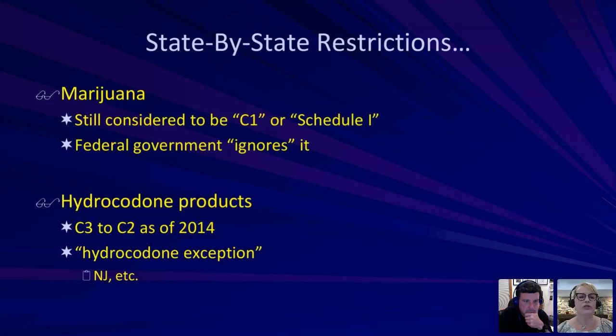So state-by-state restrictions, just real quick, I already mentioned marijuana, which is a Schedule 1 controlled substance federally, and states can decide. Hydrocodone, this is why some states can still use hydrocodone products. It was moved from a Schedule 3, so for almost 40 years, hydrocodone products, including Vicodin, were Schedule 3. In 2014, the DEA said, we're moving it to Schedule 2, which was appropriate. It makes it harder to use for mid-level practitioners, but nonetheless, it now sits squarely with the other opioids, which is appropriate. Some states do have the hydrocodone exception, or I think it's sometimes called the hydrocodone fix, and New Jersey is an example. So their eye docs can still write prescriptions if they have a DEA license for Vicodin, which is a hydrocodone-containing product.